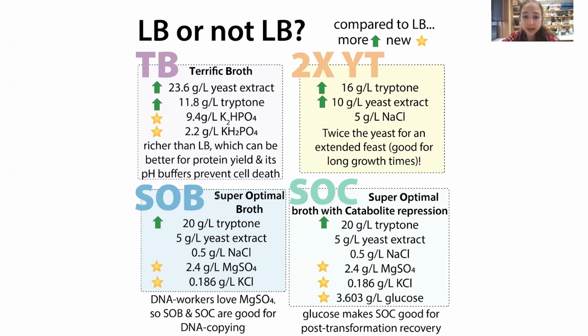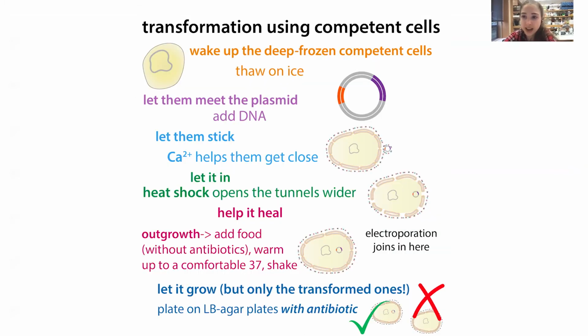What's different? SOB stands for super optimal broth. I know it's a really super name, right? SOC stands for super optimal broth with catabolite repression. What is different in SOC compared to SOB is that in SOC you have glucose. When you have glucose, this is going to make it good for post-transformation recovery. Transformations are where we get bacteria to take in a piece of DNA like a plasmid. We often do this with heat shock. So we take these chemically competent cells, so they're really weakened, and then we dunk them in warm water. Pores open up and they let the DNA in.